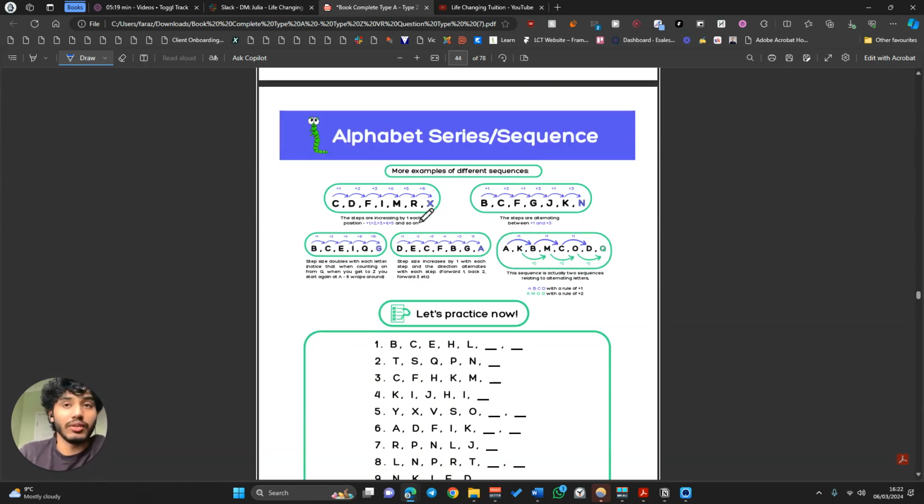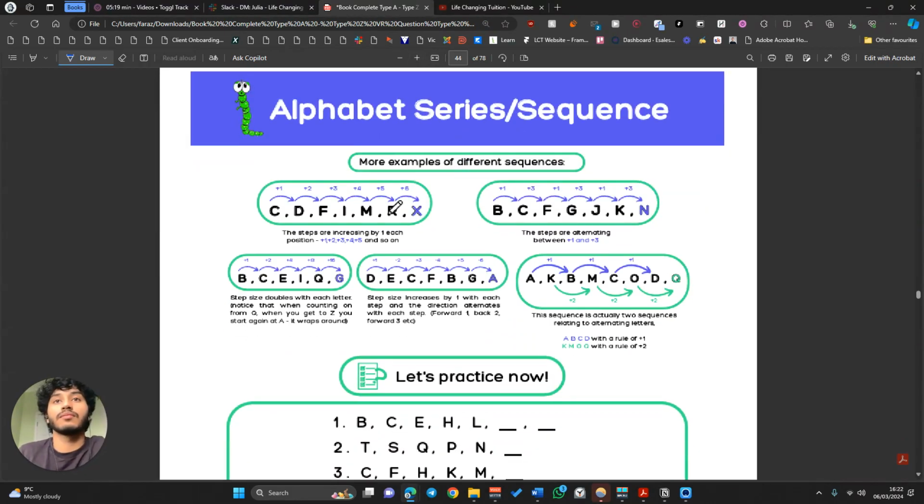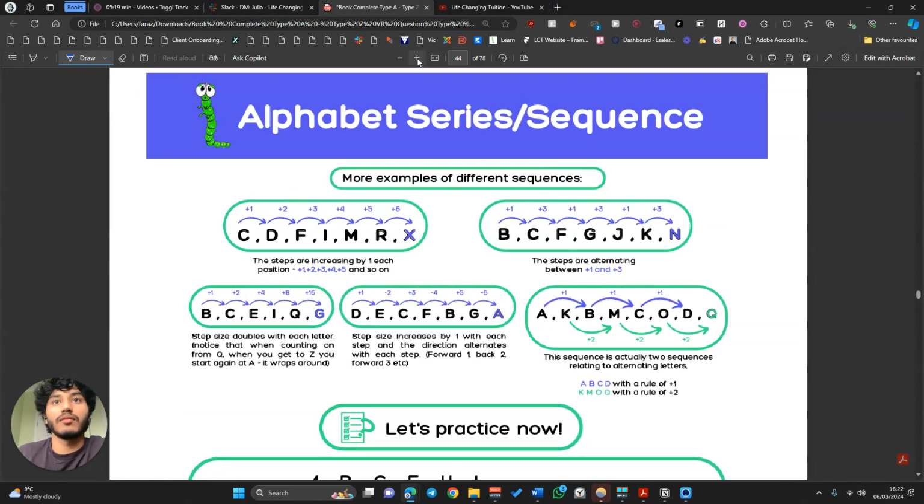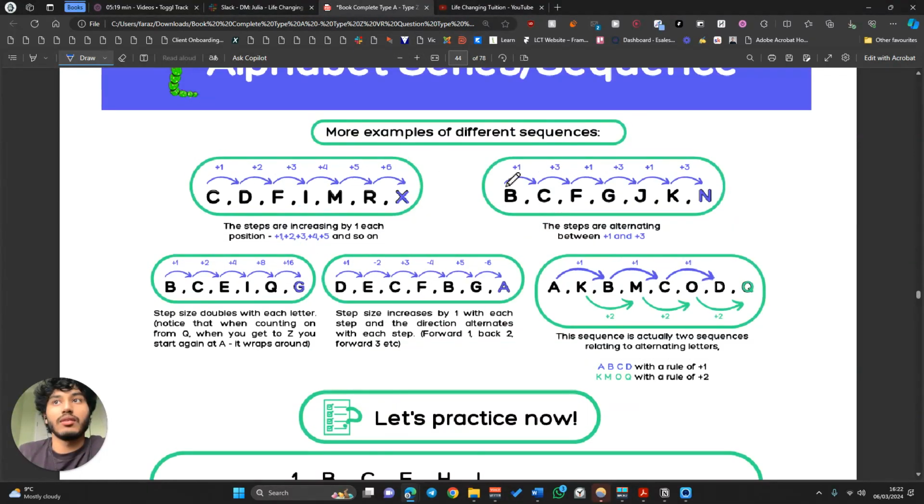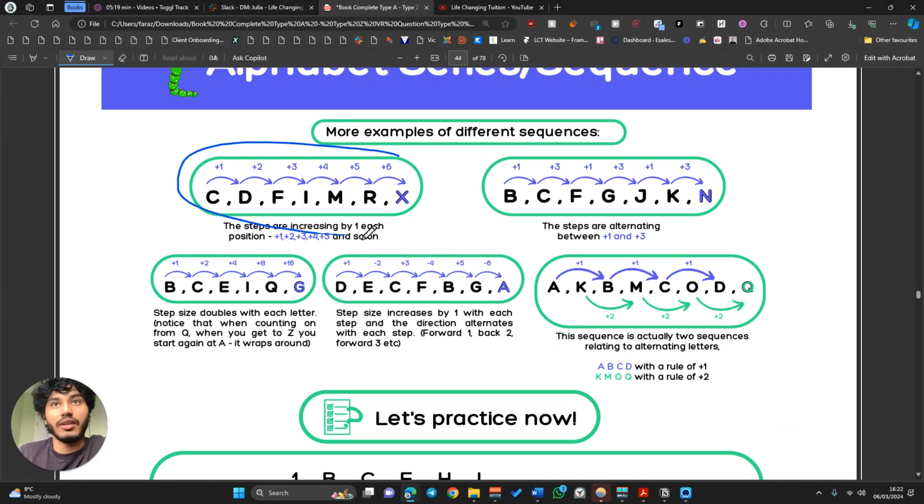And if I zoom in, yeah, there we go. You can see here, in this sequence, it's going +1, 2, 3, 4, 5, 6. And then obviously if there's one more here, you can assume it's not going to be +6, it's going to be +7. Okay. And you have to look at the rule that's happening here. And if we do that again on this one, it's going +1, +3, +1, +3, +1, +3.